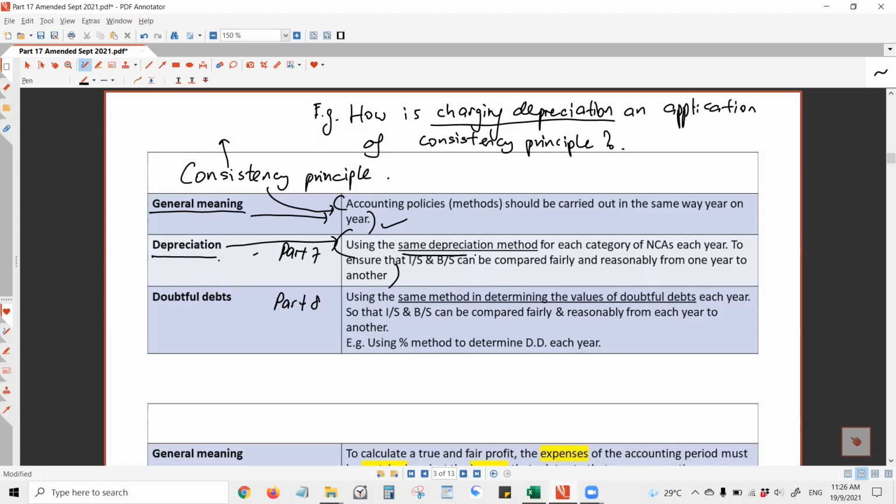Using the same depreciation method for each category of NCA each year. If it's a 1-mark question, then you can stop here. If it's a 2-mark question, then you continue to write until the end.